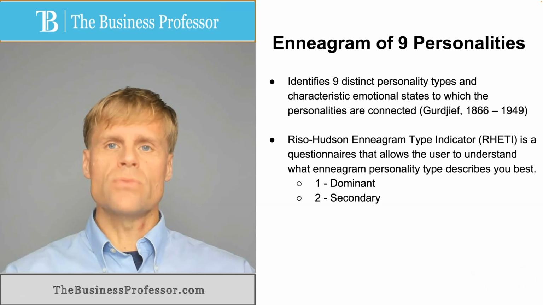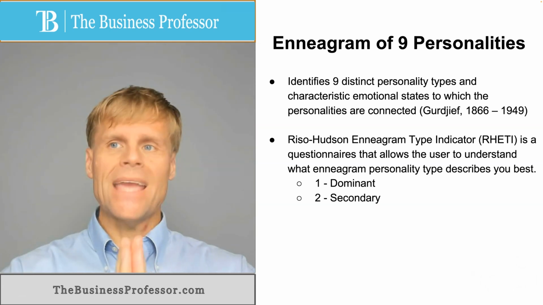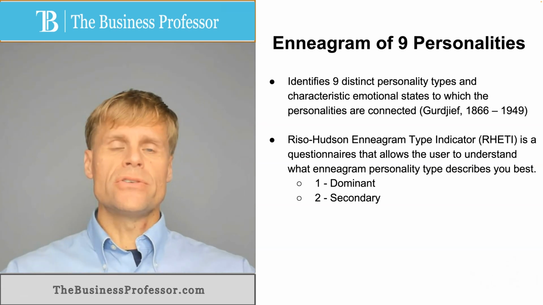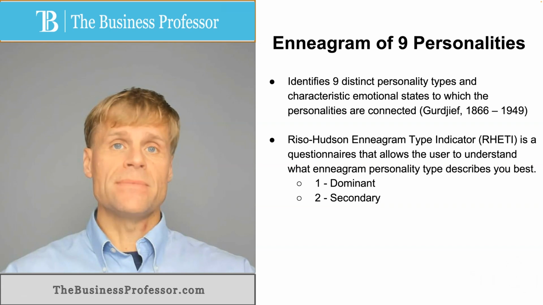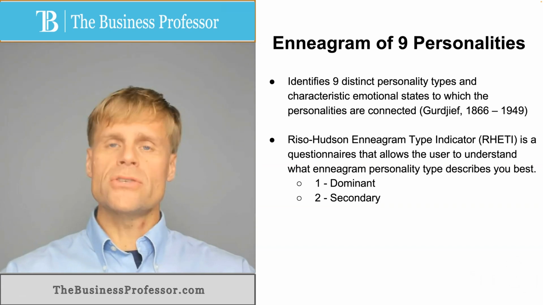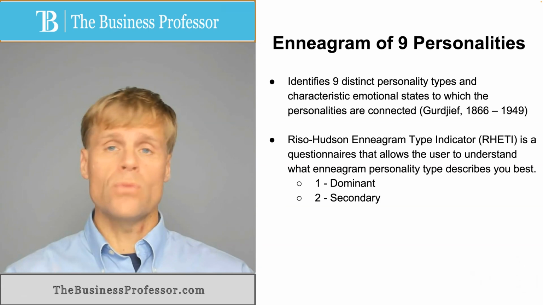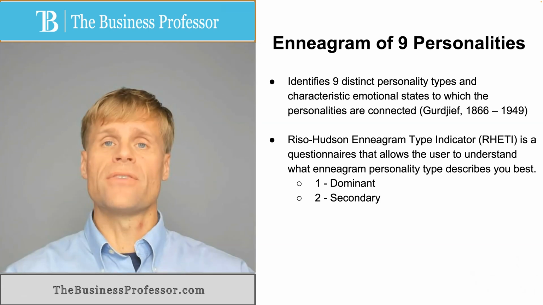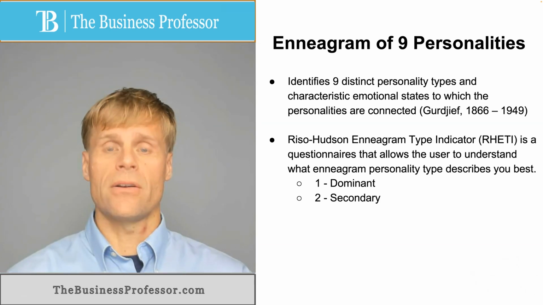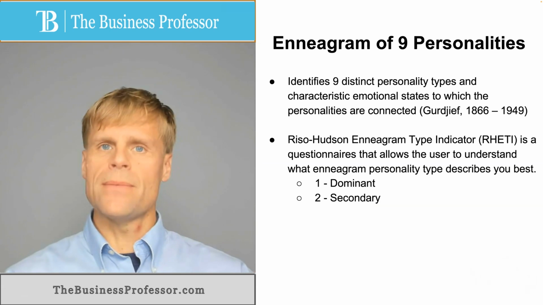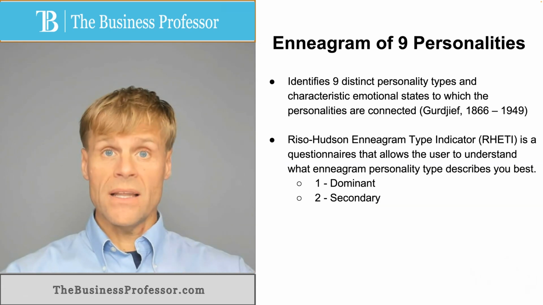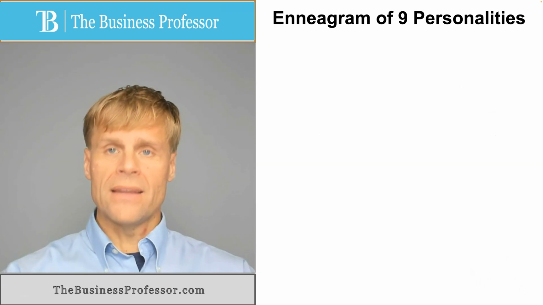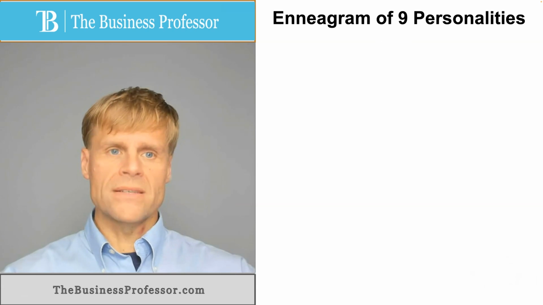Now, to do so, it uses what's called the Riso-Hudson Enneagram Type Indicator, or RHETI. This is a questionnaire that generally allows the user to understand the Enneagram personality types that best describe you. By answering these questions, you can find yourself categorized, one, as a dominant personality type for you of these different 9 types, and it'll also identify 2 secondary types that you'll exhibit at times. Collectively, these 3 personality types are demonstrated together in what's known as a triad.